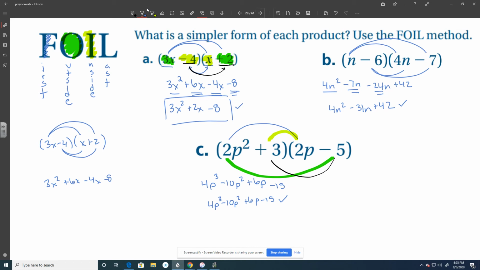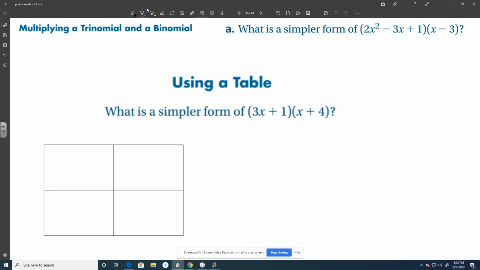Okay. Now it is a lot to keep track of. So some people prefer using a table. So I'm going to show you this example with the table, and then we'll get up here to this bigger problem. So the way that you use the table is you're multiplying 3x plus 1 multiplied by x plus 4. So I'm going to put up here on top 3x from right here, and then a plus 1 from here. Then going down the side, I'm going to put an x and a plus 4. So I'm just rewriting what's on the inside on the outside of the table.